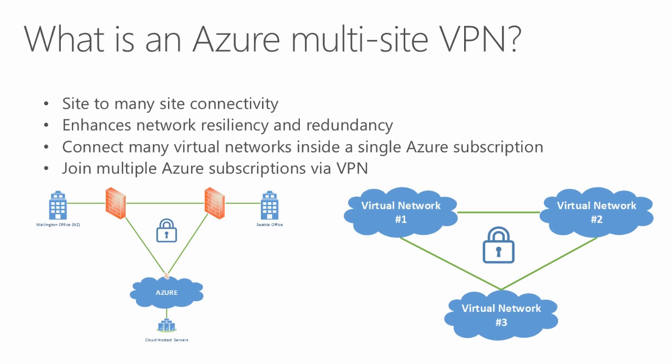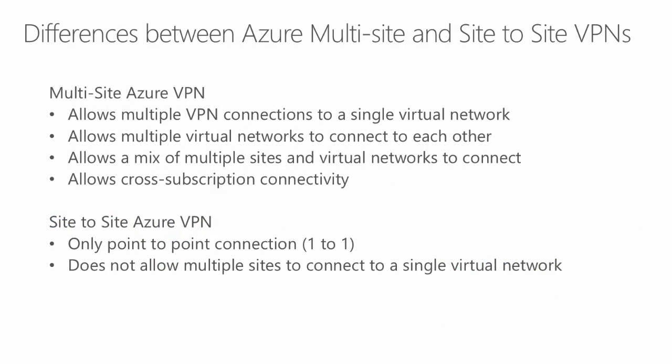The solution to this was to implement a multi-site VPN and have each office establish a VPN to Azure, so in the event that the site goes down, at least the other sites will still be able to consume the services provided by Azure. So what are the key differences between a site-to-site VPN and a multi-site VPN?